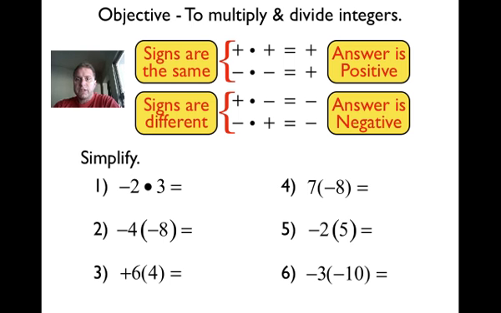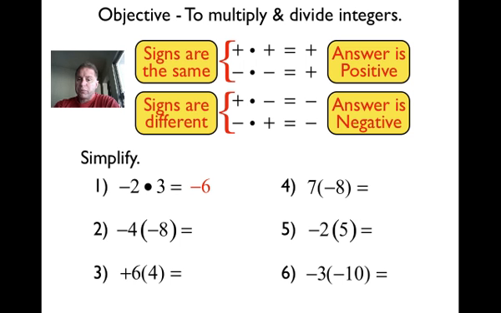So let's do a couple of examples for multiplying. So if you have -2 times +3, remember, if you don't see a sign in front of a number, then that means it's positive. What do we have here? Well, in this case, the signs are different, so what does it mean our answer is going to be? It's going to be negative. So 2 times 3 is 6, and that'll give us a -6.